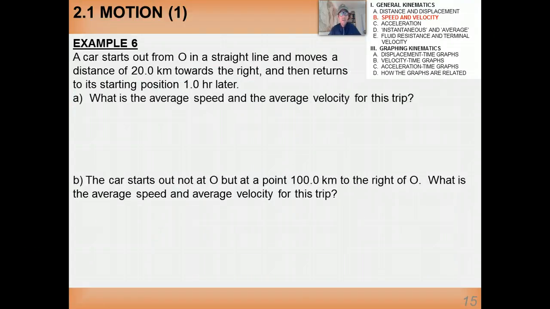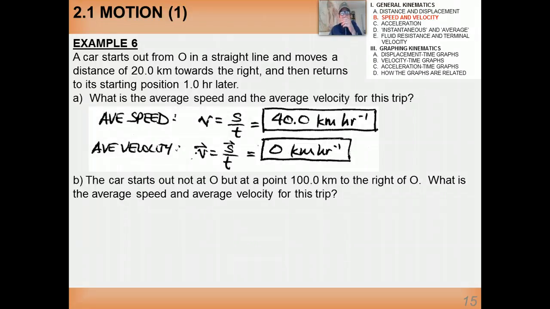Okay, here's another example. Try example 6. Pause it. Okay, a car starts out from O in a straight line and moves a distance of 20 kilometers towards the right and returns to its starting position 1 hour later. The average speed would be its total distance over its total time. Total distance is 40 kilometers in 1 hour, okay? So that's 40 kilometers per hour, but its average velocity is 0 because its displacement is 0. It ends up exactly where it started, okay?